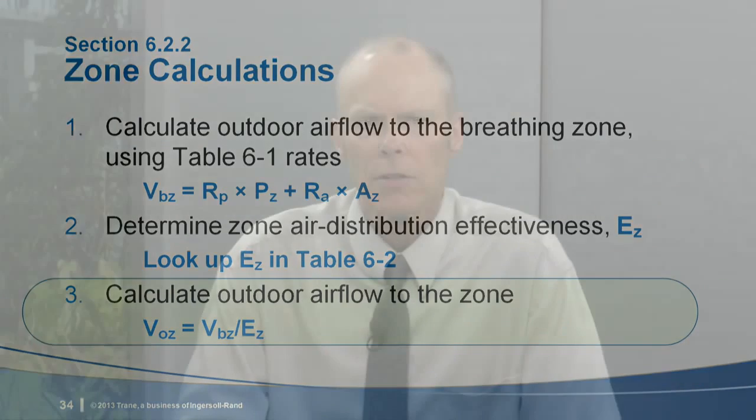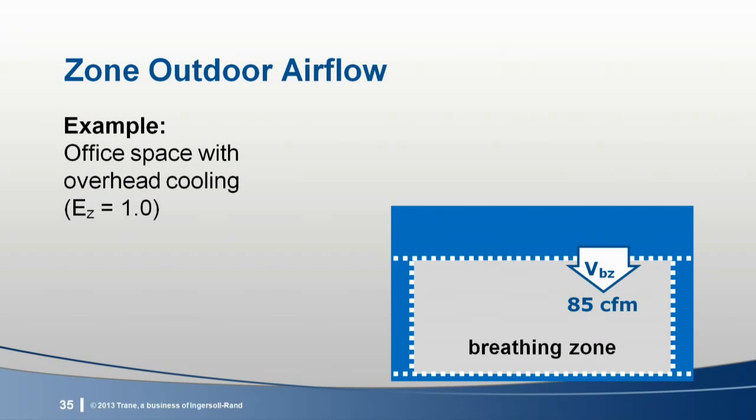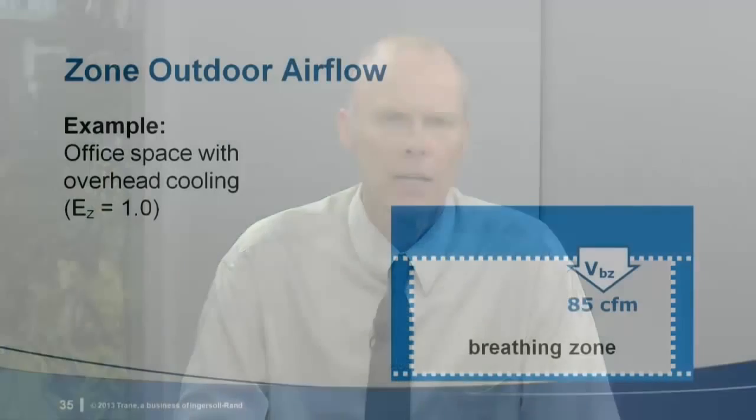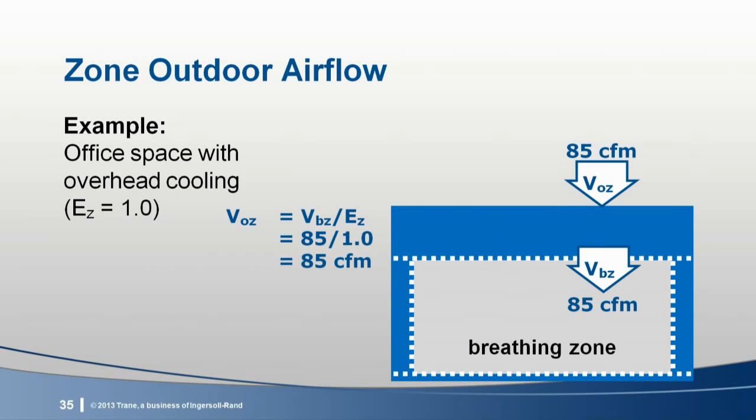Going back to our office example, the outdoor airflow that must be delivered to the breathing zone is 85 CFM. During the cooling mode, cool air enters the space through the overhead diffusers and returns through grills in the ceiling. From Table 6-2, we find the zone air distribution effectiveness to be 1. This means that delivering cool air from overhead diffusers is 100% effective at getting the outdoor air into the actual breathing zone. So solving the equation, we find that 85 CFM of outdoor air must be delivered to the diffusers so that 85 CFM makes it into the breathing zone. No air bypasses in this mode.